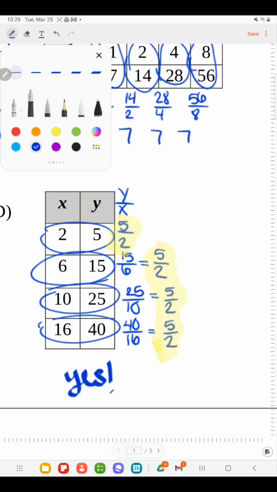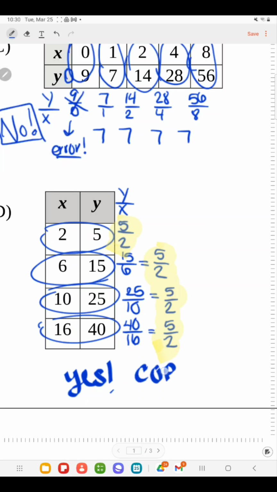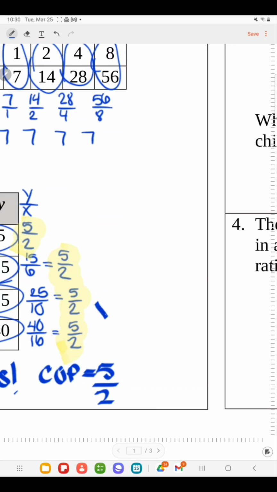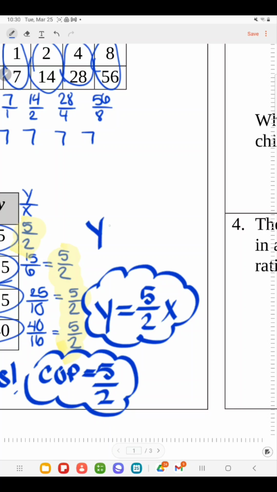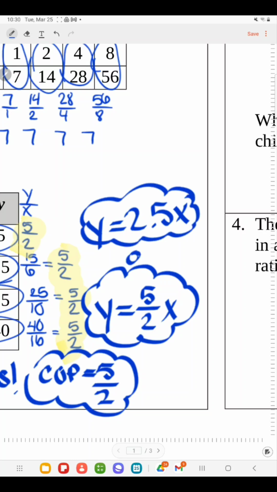And it is 5 over 2, the COP. And then my equation of my line is y equals my COP, or my K value, 5 over 2 x. This may be written as a decimal, and if it is in the equation itself, then you need to be able to turn that into a decimal. So if you don't see that on your test on Thursday, there's always a chance it could be written like this. Both are correct, but only one answer choice would be there.